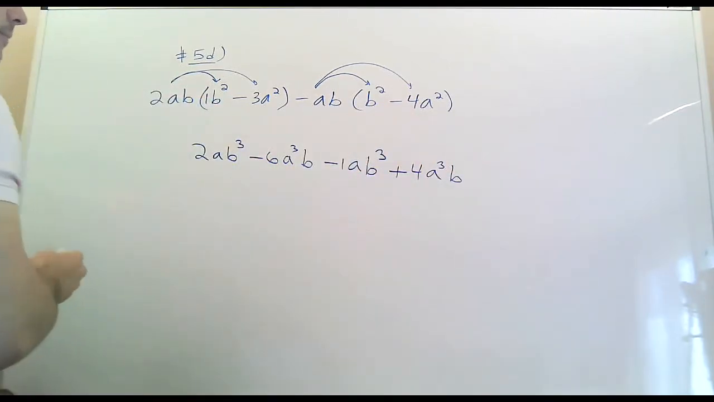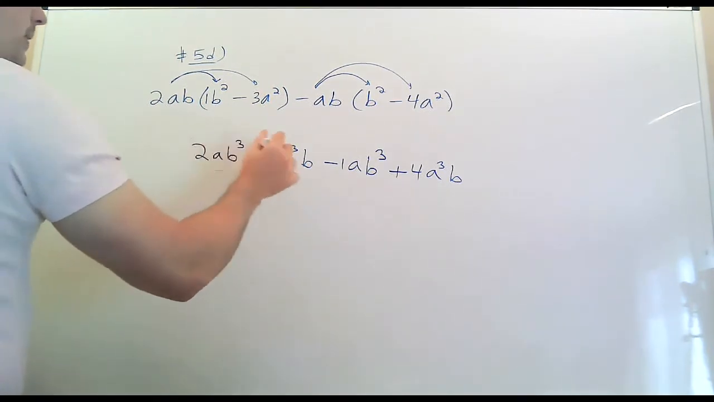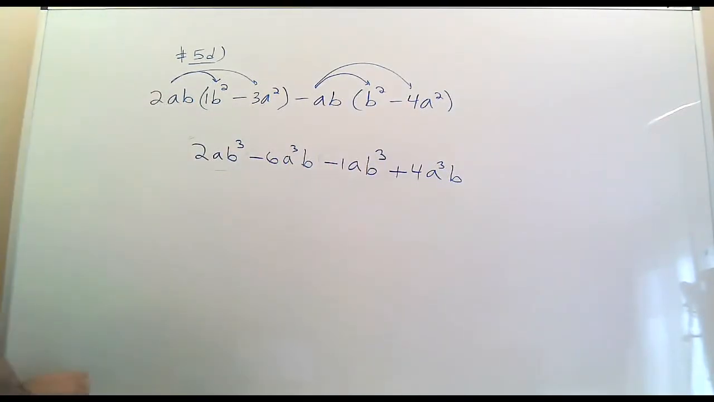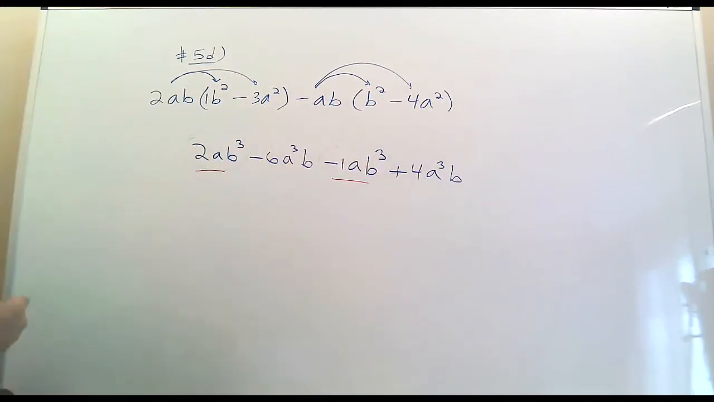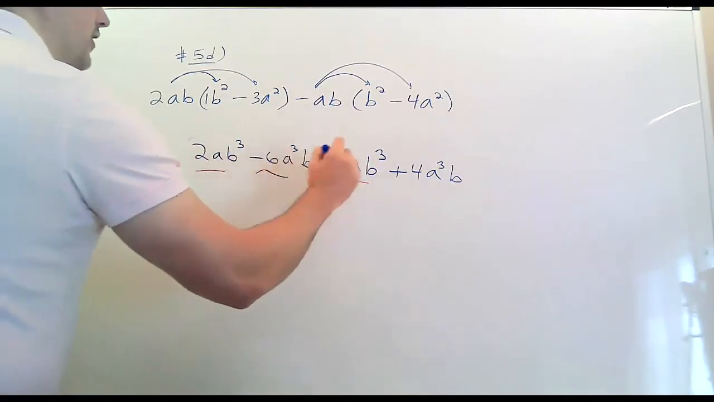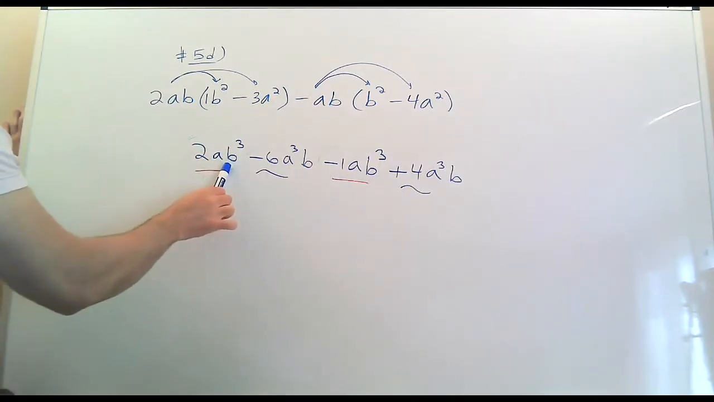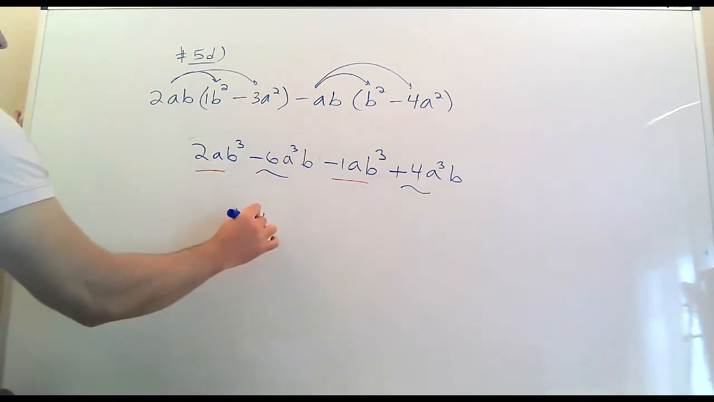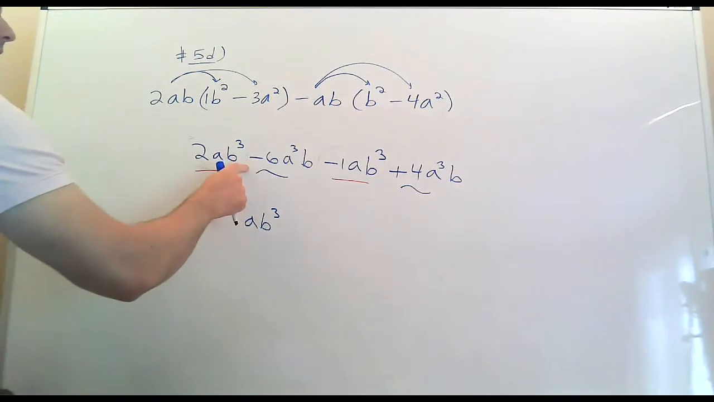Now, who looks the same? Who looks the same? This one. Oh, my green is running out of ink. Oh, man. Horrible. So here, red. Those look the same. And these look the same. So put them together. I have 2 AB3s and I lose 1 AB3. That leaves me with 1 AB3. I don't want to write the 1. Then don't write the 1.